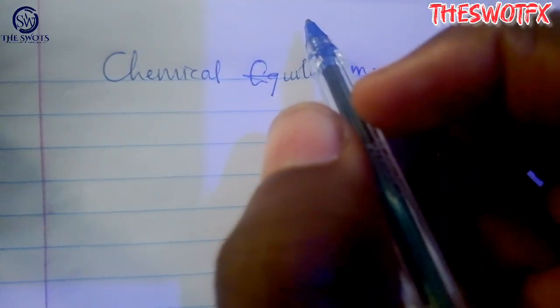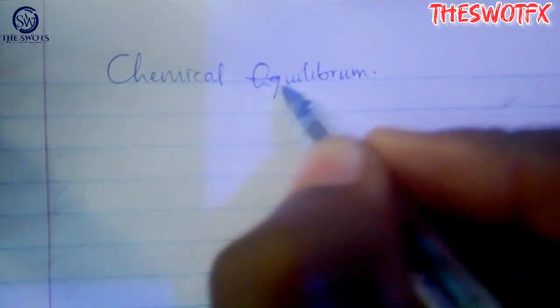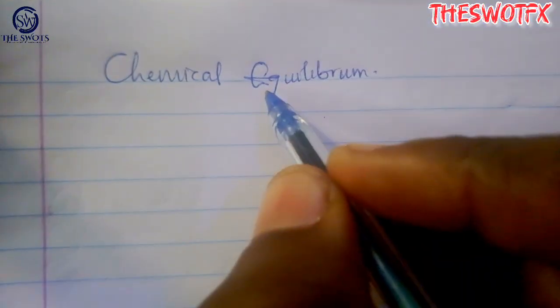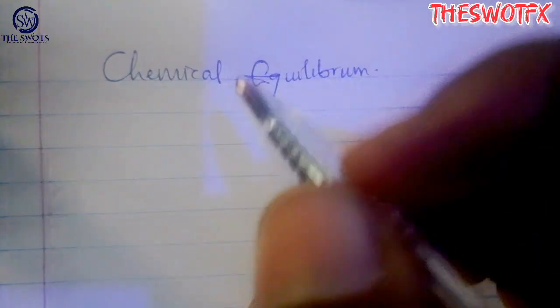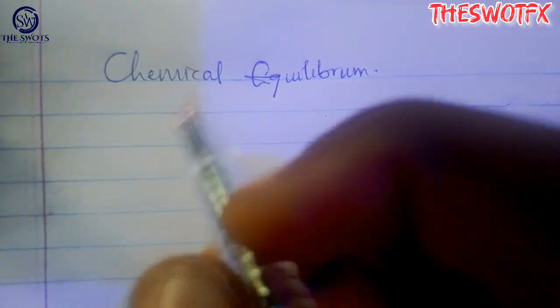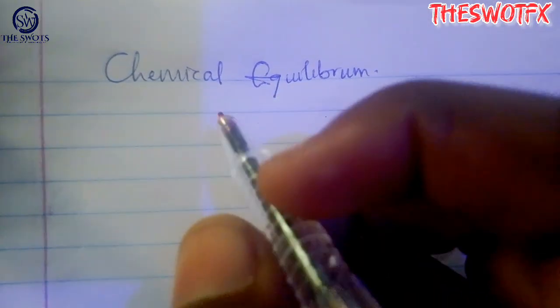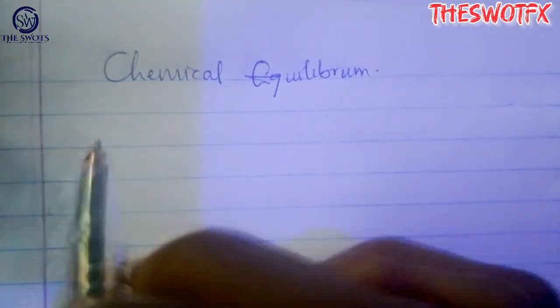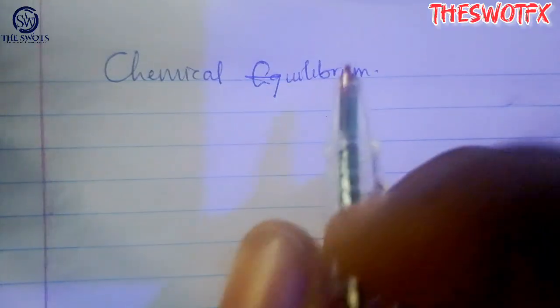And talking about chemical equilibrium, we must first of all evaluate and know what equilibrium is. Equilibrium can be defined as the state of a system where there is no observable change in the properties of that system with respect to time.